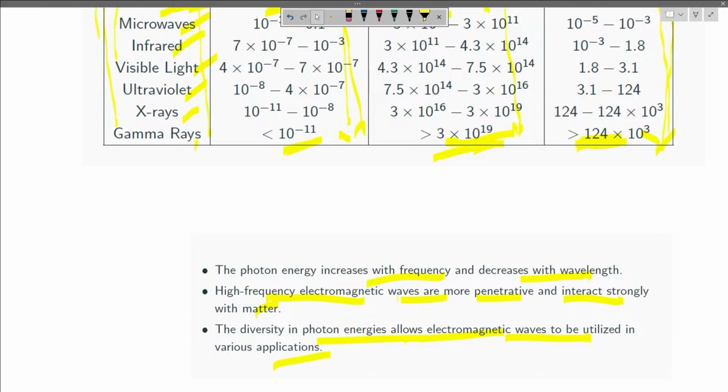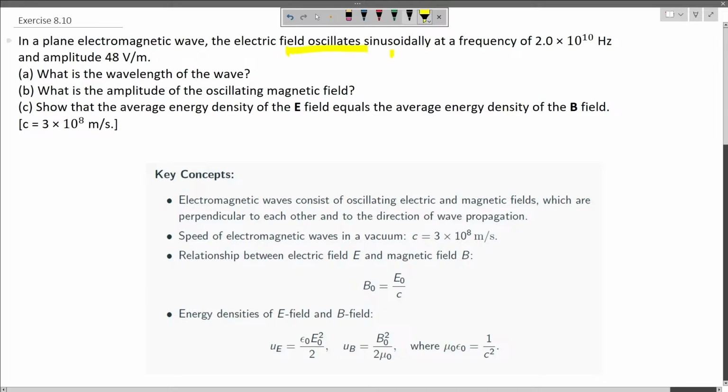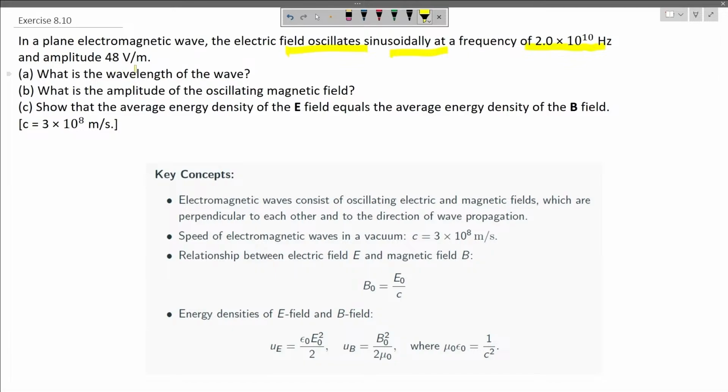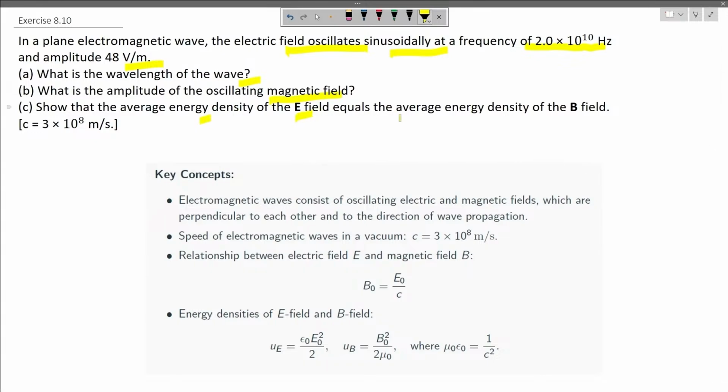The question says that in a plane electromagnetic wave, the electric field oscillates sinusoidally at a frequency of 2 × 10^10 hertz and an amplitude of 48 volt per meter. What is the wavelength of the wave, and what is the amplitude of the oscillating magnetic field? Show that the average energy density of the electric field equals the average energy density of the magnetic field. We have been given the speed of the electromagnetic wave as 3 × 10^8 meter per second.